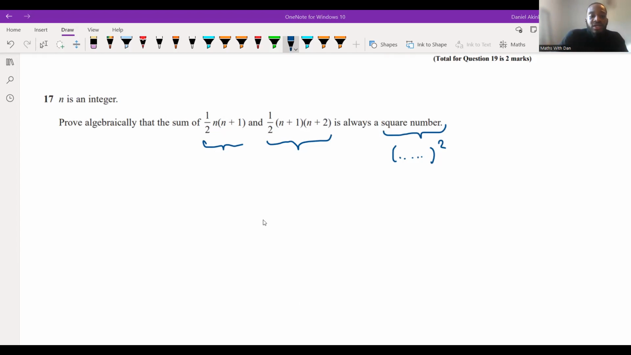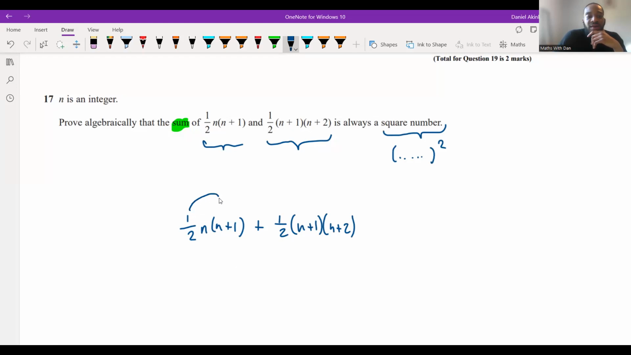Okay, so then we've got this here. Let's read it one more time. Prove algebraically that the sum of these two things here. That just tells me I need to add them together, don't I? So it'll be 1/2 n(n + 1) plus 1/2 (n + 1)(n + 2). Now what I would do in this case is just expand and simplify it.